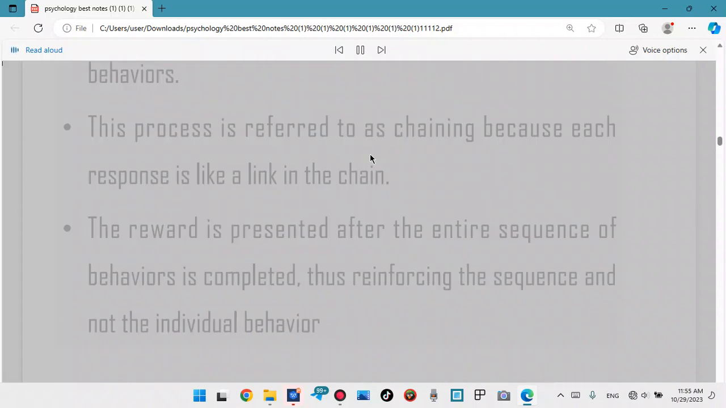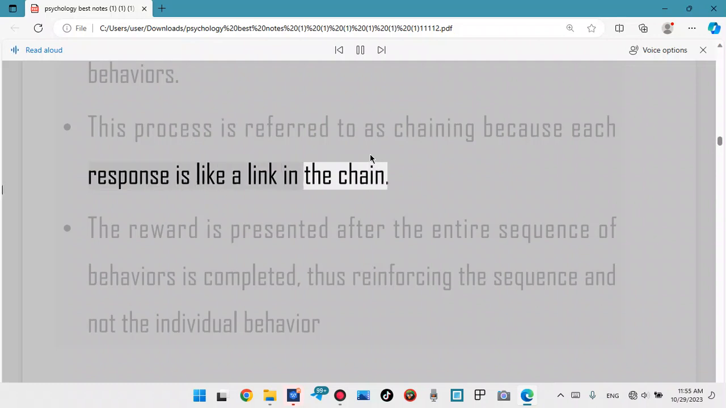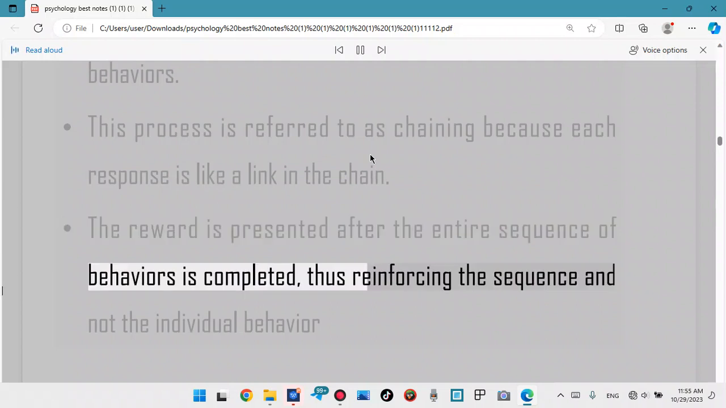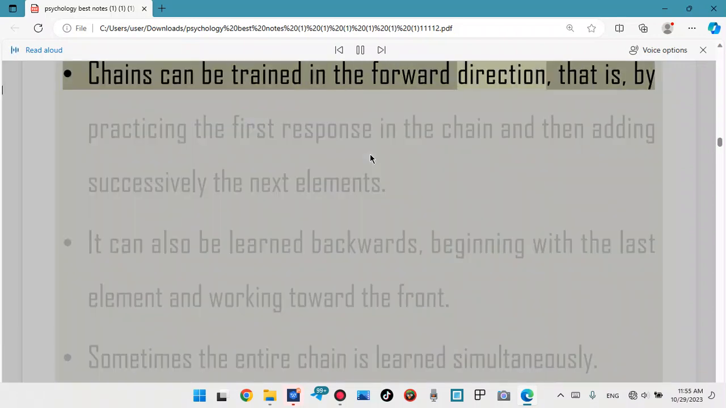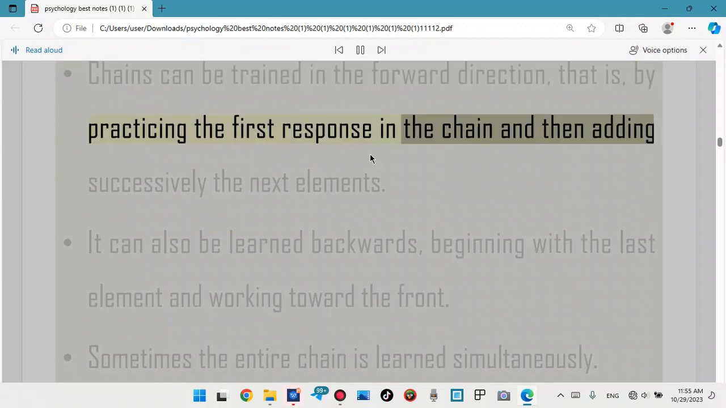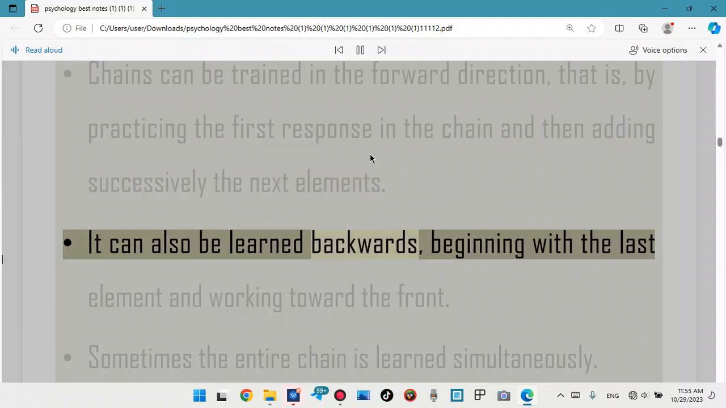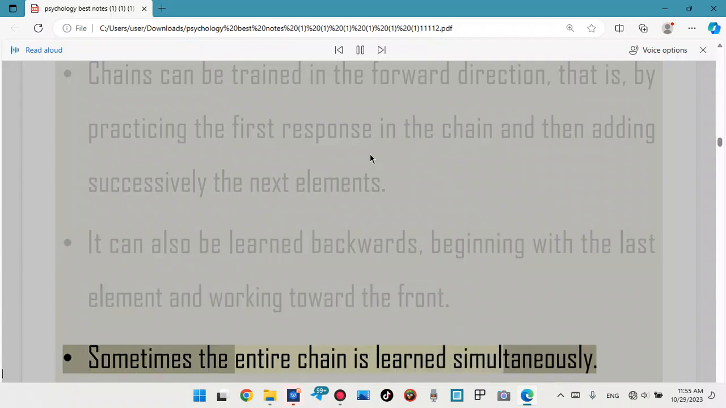sequence of behaviors. This process is referred to as chaining because each response is like a link in the chain. The reward is presented after the entire sequence of behaviors is completed, thus reinforcing the sequence and not the individual behavior. Chains can be trained in the forward direction, that is, by practicing the first response in the chain and then adding successively the next elements. It can also be learned backwards, beginning with the last element and working toward the front. Sometimes the entire chain is learned simultaneously.